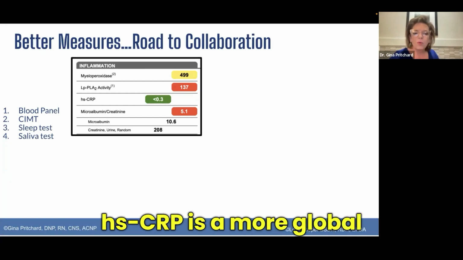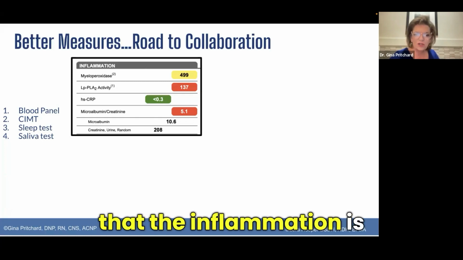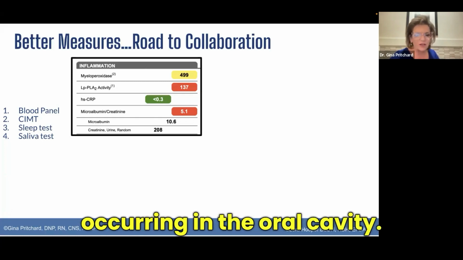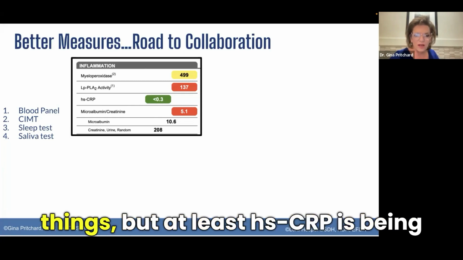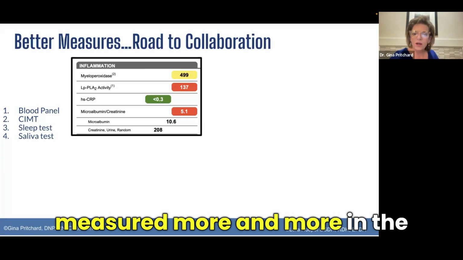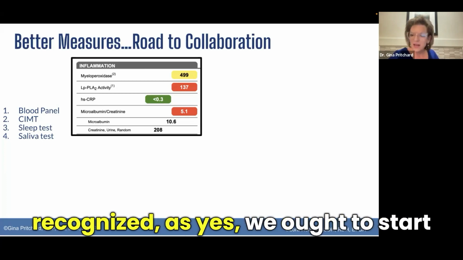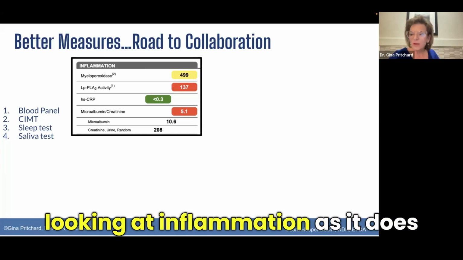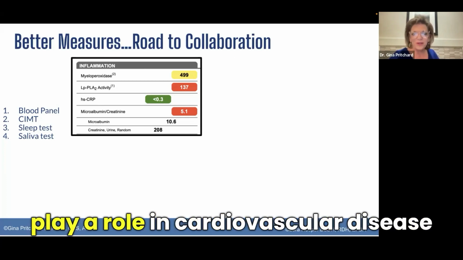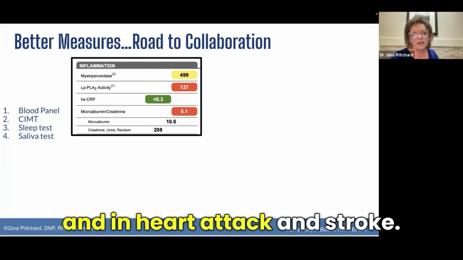hs-CRP is a more global marker of inflammation. It may or may not indicate that the inflammation is occurring in the oral cavity. It could be due to a whole host of things, but at least hs-CRP is being measured more and more in the conventional practices and is being recognized as, yes, we ought to start looking at inflammation, as it does play a role in cardiovascular disease and in heart attack and stroke.